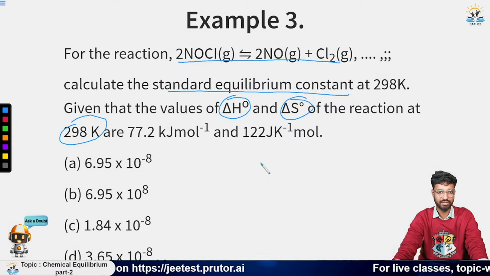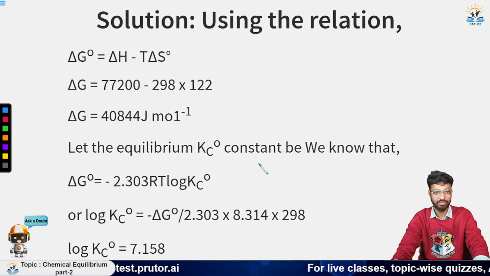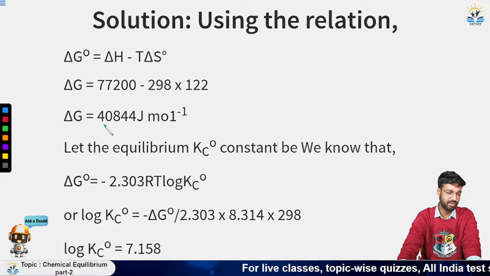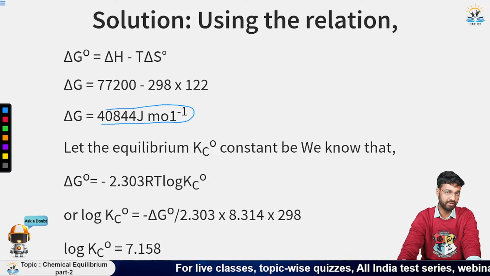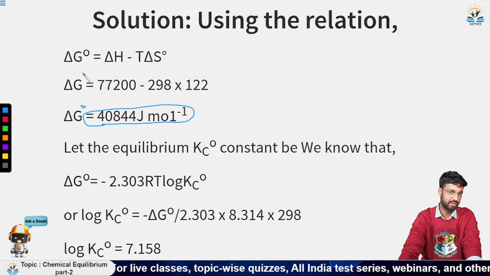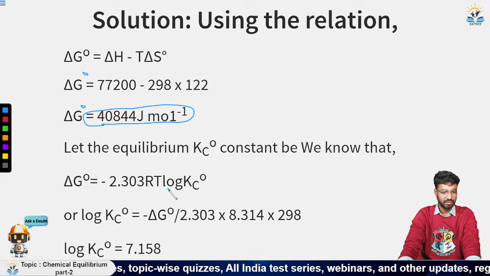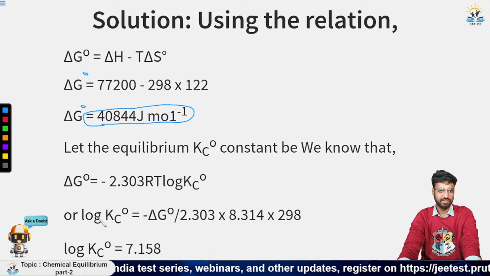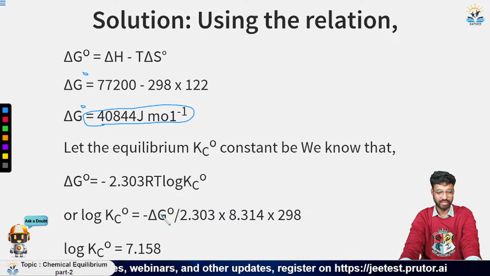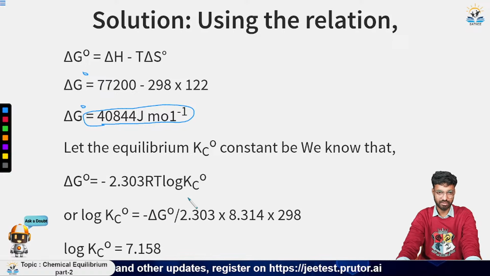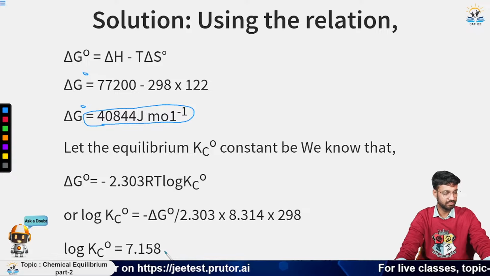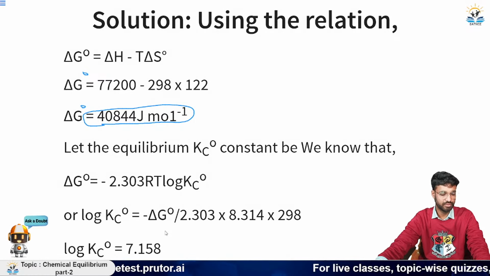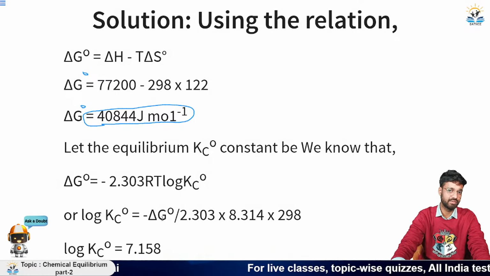If you work this out, we get a value. I am not doing the calculation here. We get a value of 40488, so that is delta G naught. Now we know the formula, delta G naught is equal to minus RT ln K. If we take the log on both sides, that is log base 10 to the power something. If you put these values in here, you will get the final answer.